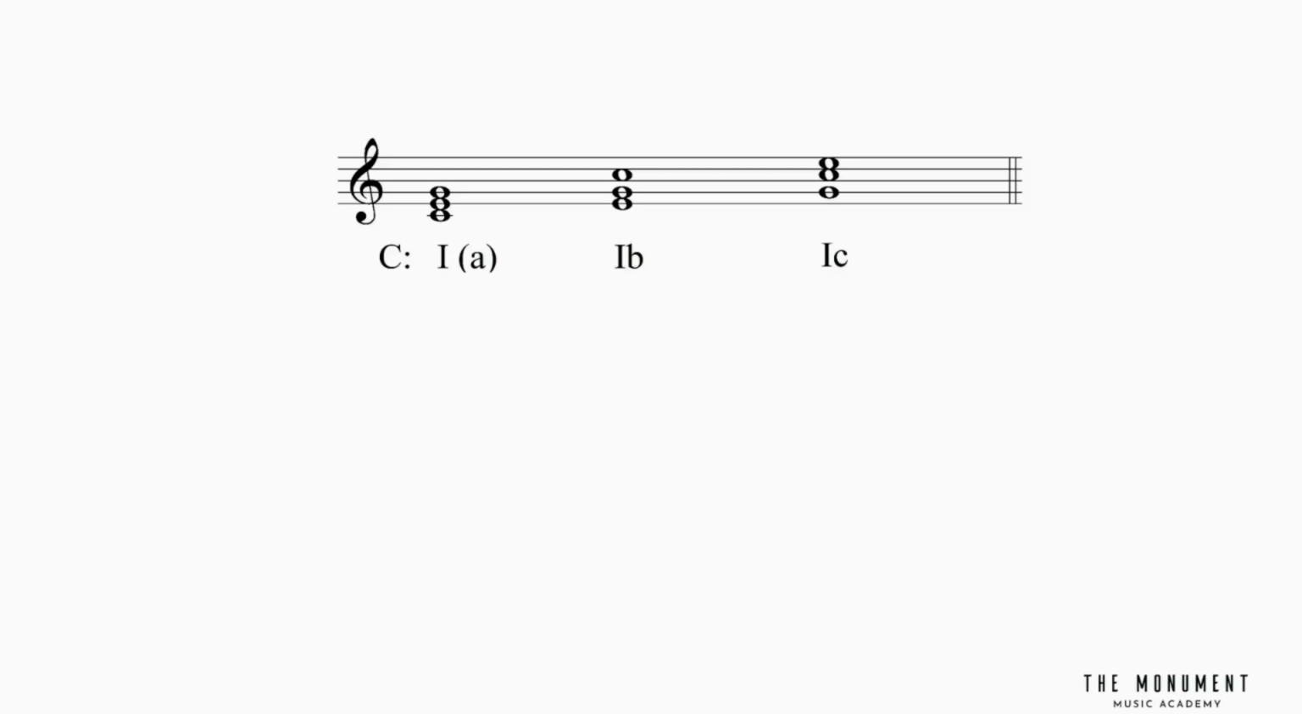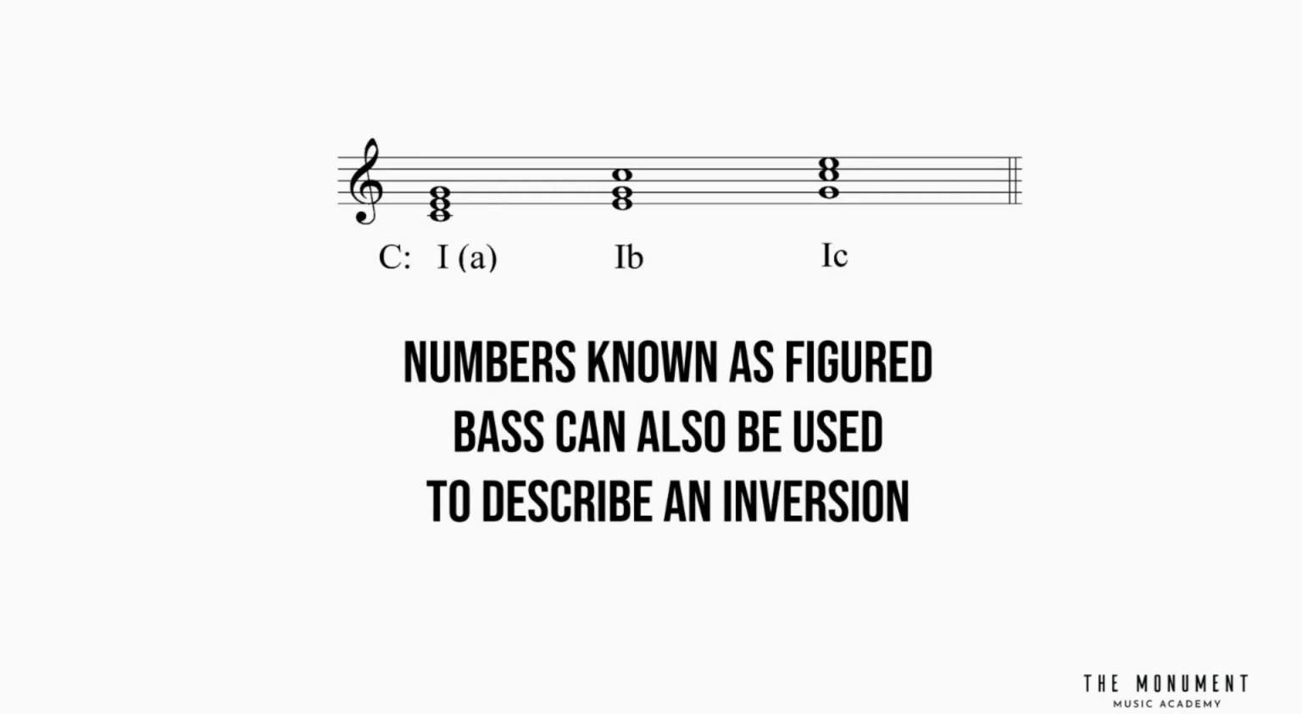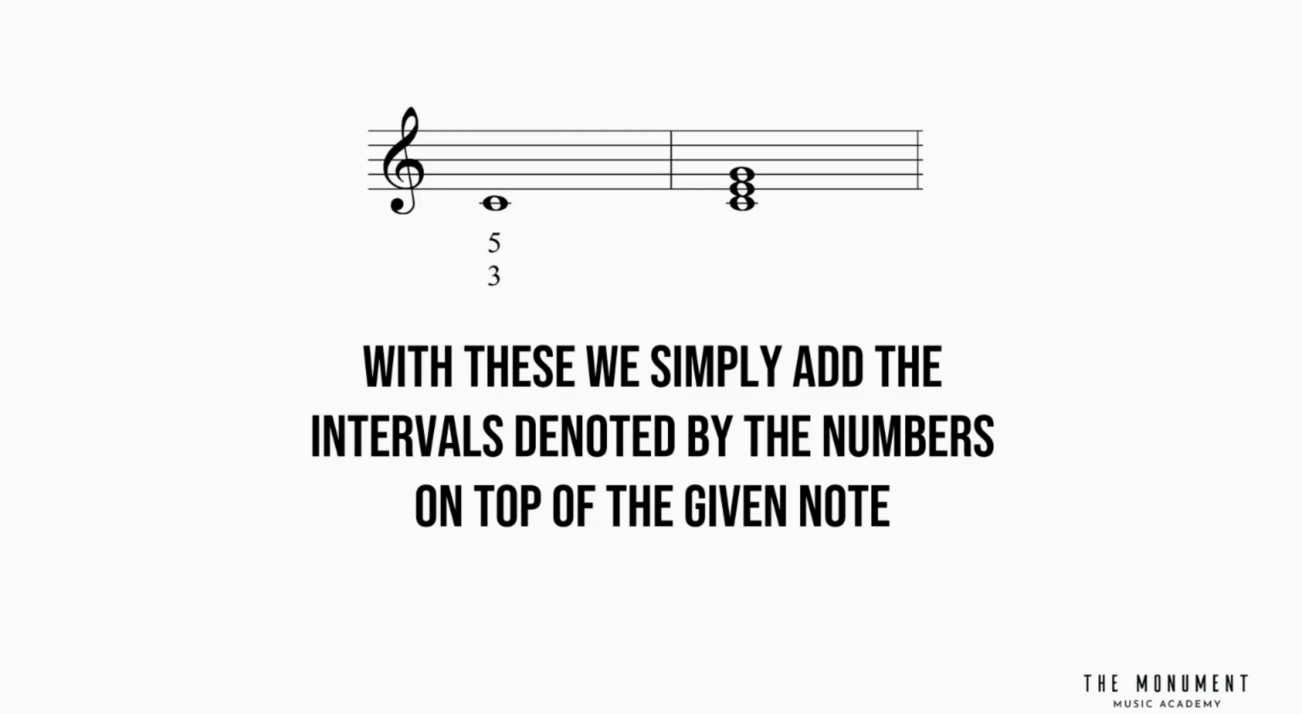Now that you know how inversions work, it's time we talk about using another system to indicate chords. If you're not sure about inversions yet, check out this video first. Numbers known as figured bass can also be used to describe an inversion. With these, we simply add the intervals denoted by the numbers on top of the given note.